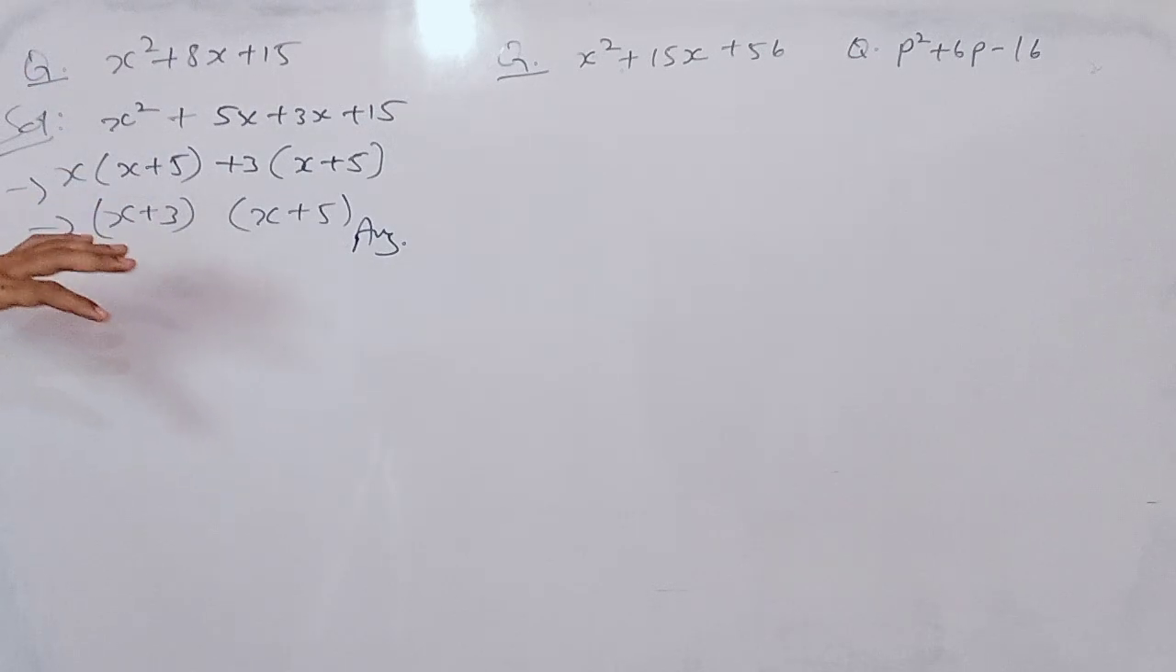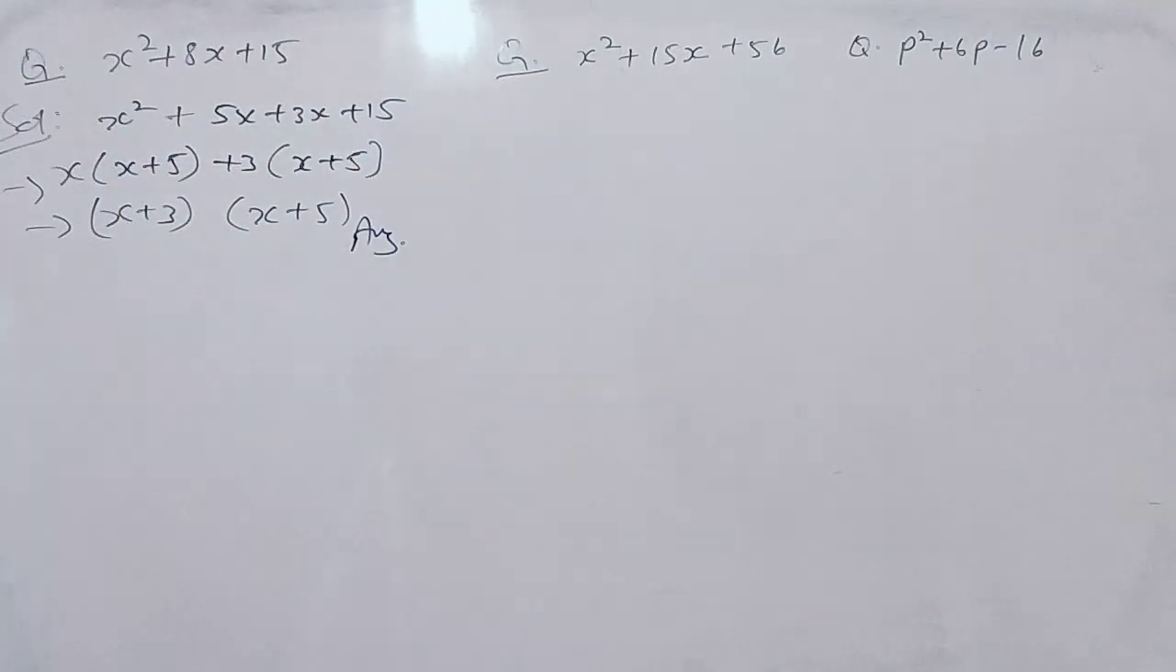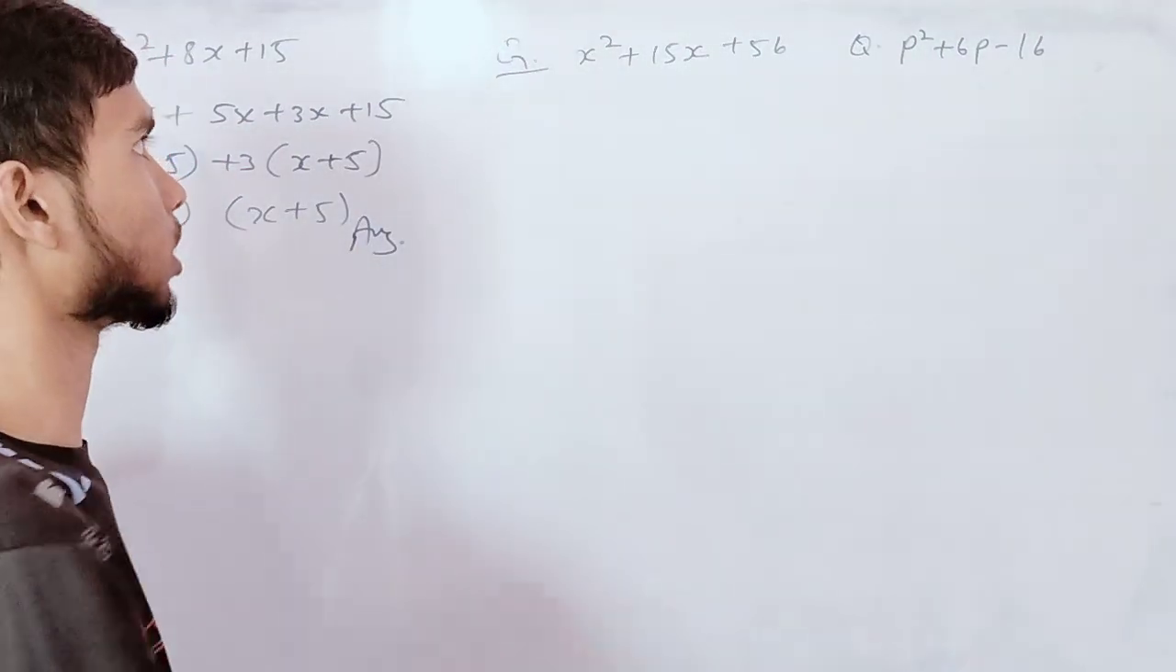So we factored it by using a splitting method. Then it was possible. If you wanted to apply an algebraic identity, then it would be impossible to simplify it further, to factor it further. That's why to simplify it further, we can use a splitting method.